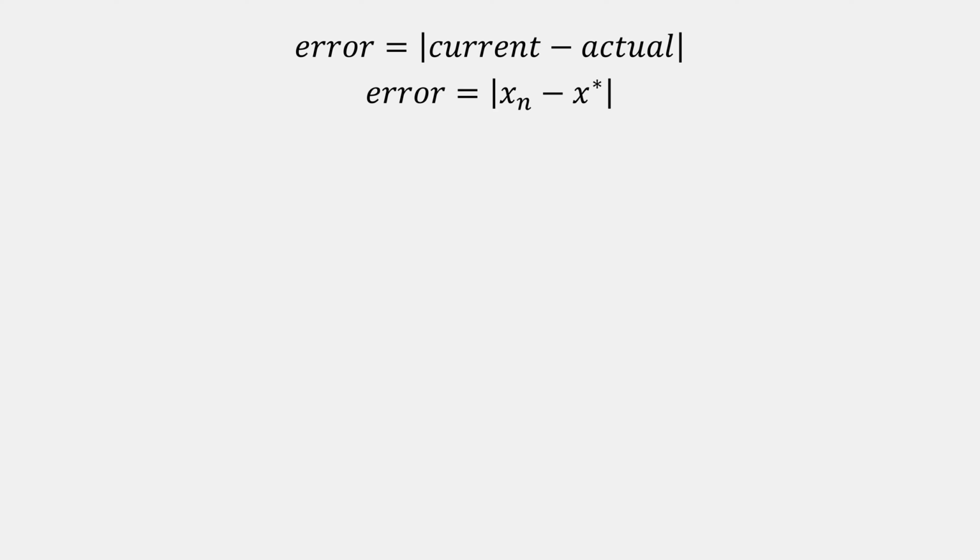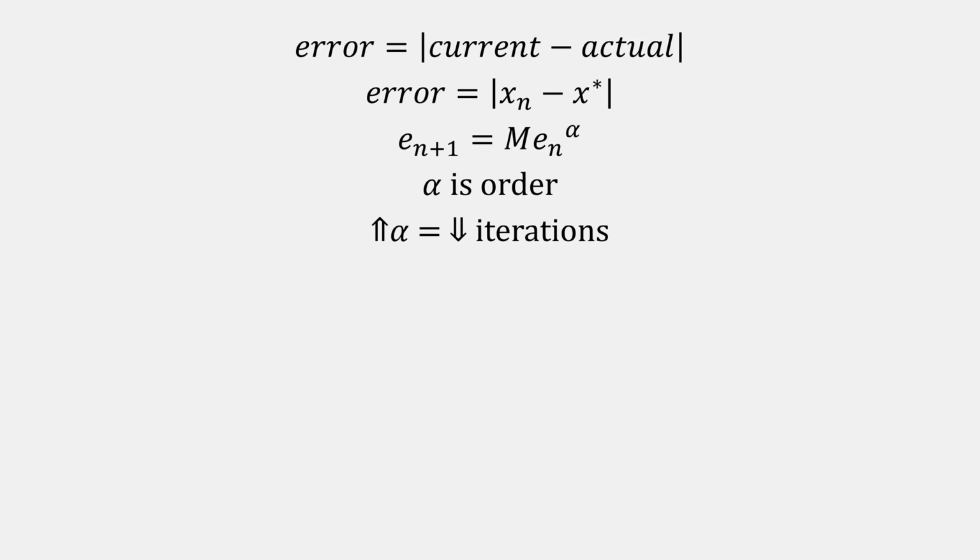And many other videos. Let's start with error, or in this case, the absolute error, meaning how far away our current guess is from our actual solution x star. Here's our equation for error, given that our next value for our error is some constant m times our previous error raised to an alpha. That alpha is our order. Generally, the higher the alpha, the fewer iterations you'll need.